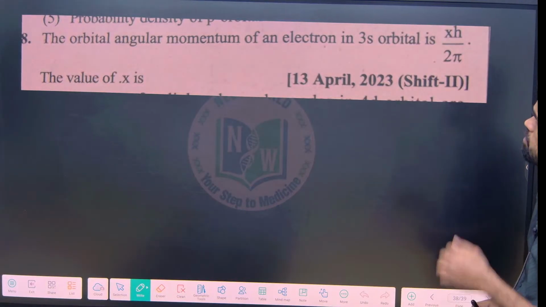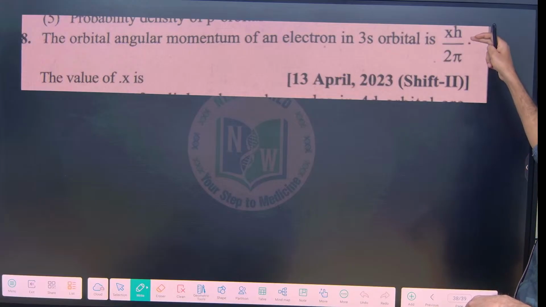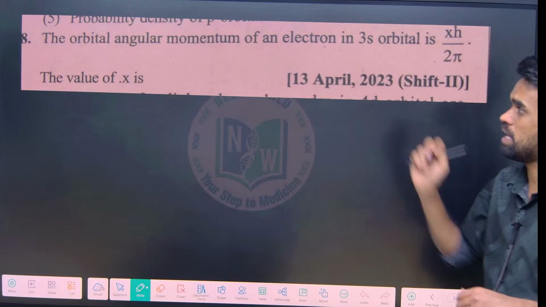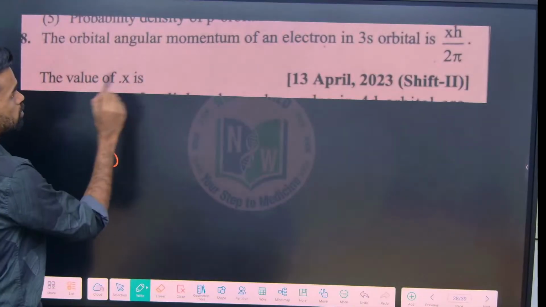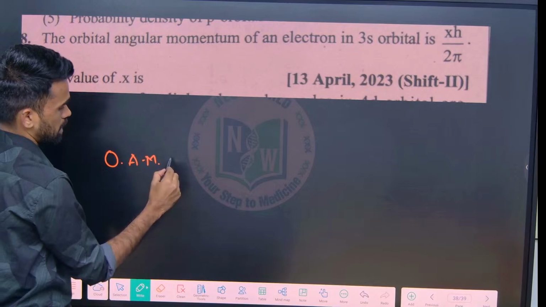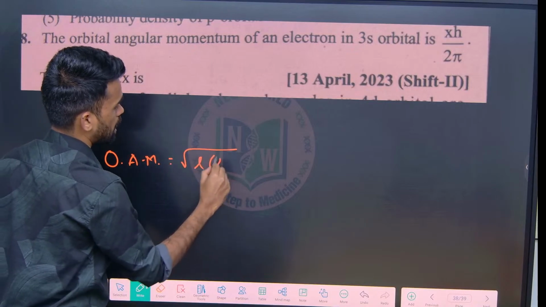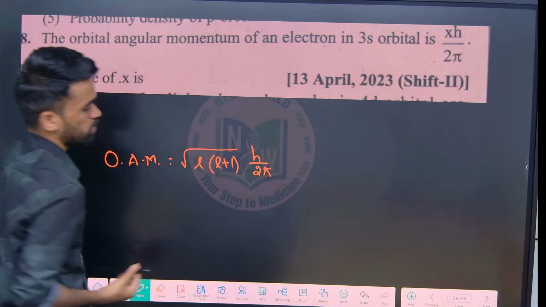Now they are asking: the orbital angular momentum of an electron in the 3s orbital is x h by 2 pi. What is the value of x here? See, what is the orbital angular momentum? Orbital angular momentum is root over l into l plus 1, times h by 2 pi. This is the formula to be used here.